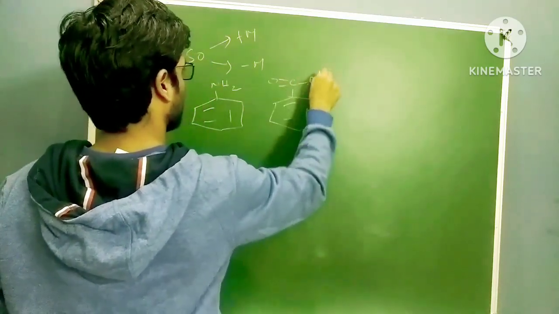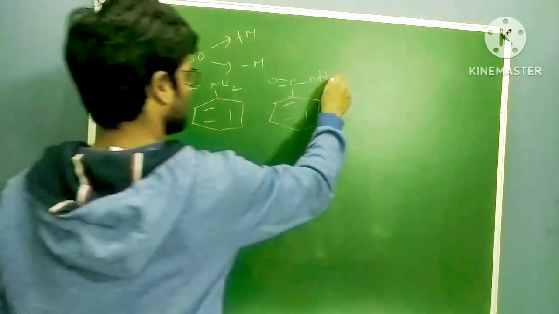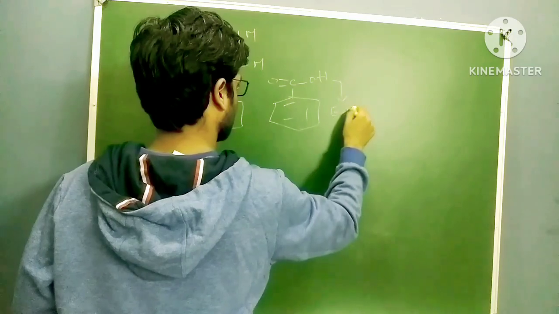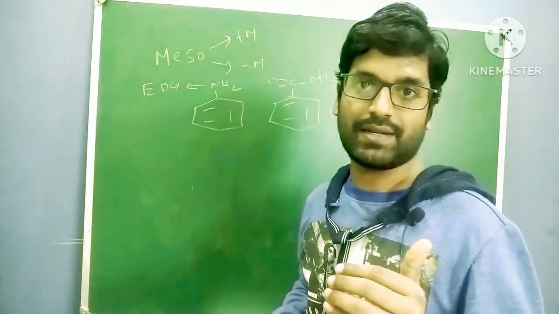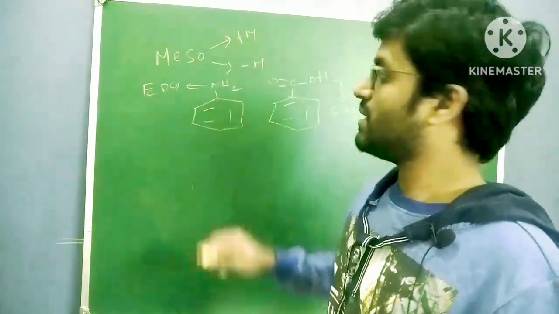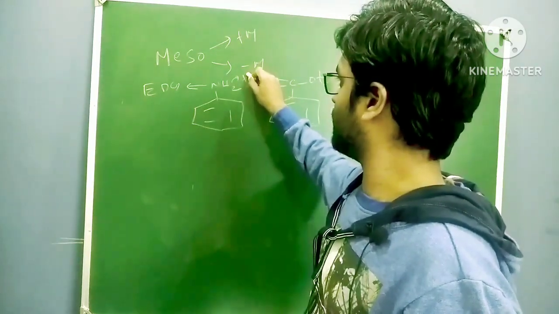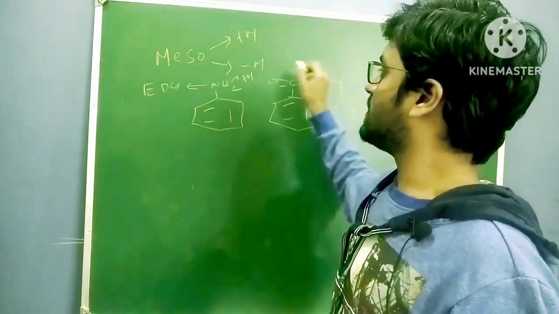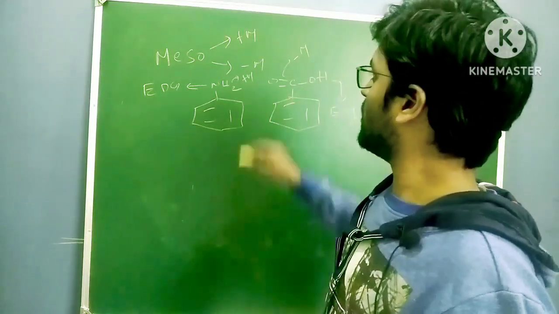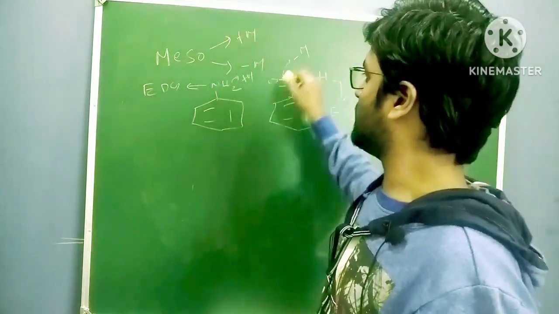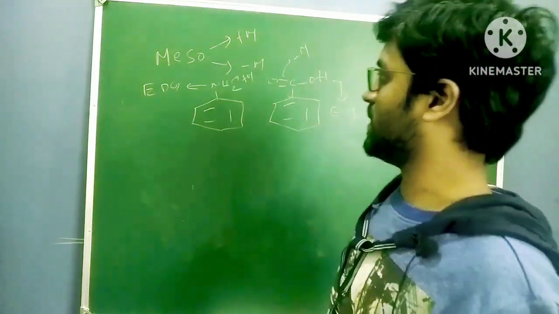If you observe, this is an electron donating group. This is an electron withdrawing group. Whenever an electron donating group participates in resonance, that is nothing but your plus M group. This group is nothing but your plus M group. Whenever an electron withdrawing group participates, this group is nothing but a minus M group. So this is the plus mesomeric effect, this is the minus mesomeric effect.